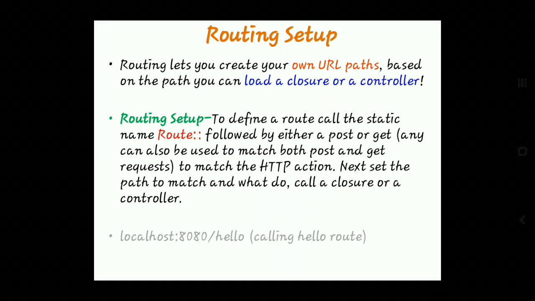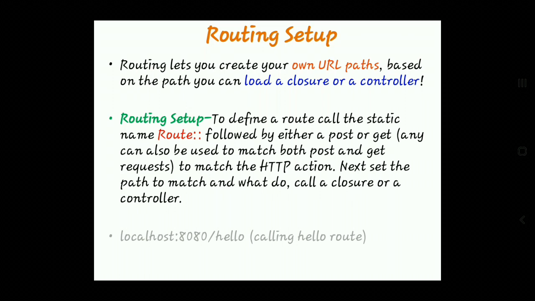I'm going to discuss the subtopic which is routes, from the introduction to the Laravel framework. First, routing setup. Routing lets you create your own URL paths, and based on the path you can load a closure or a controller. To define a route, call the static name Route followed by either post or get. Any can also be used to match both post and get requests. Next, set the path to match and a closure or a controller.